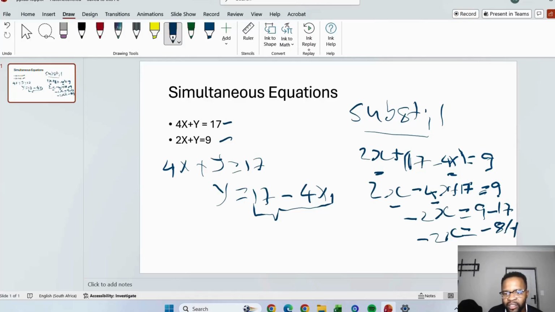How do we do this now? We're going to have 2x equals 8. Both sides are now positive, so we can say x equals 8 divided by 2. It was multiplying, now it's dividing. So our value of x is equal to 4.